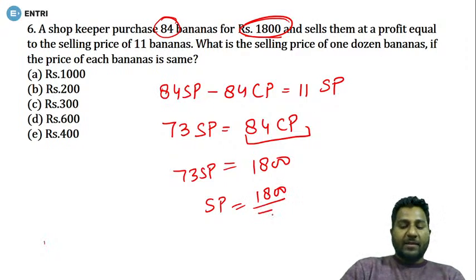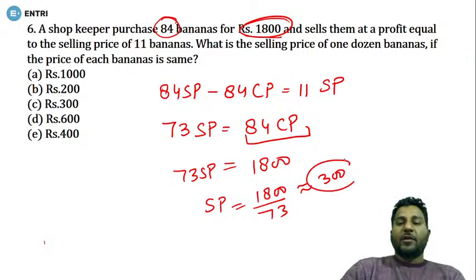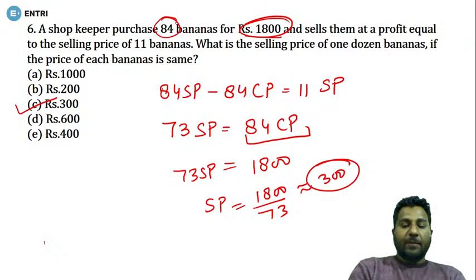1800 divided by 73. Okay, so the answer must have been equal to 300. It must be equal to around 300 because it will be an approximate value. Okay, so the answer is option C. It will be a comparison. Yeah, around 300 approximately.